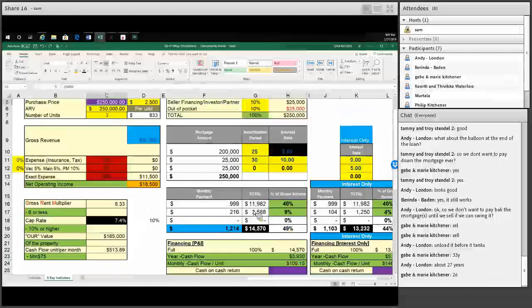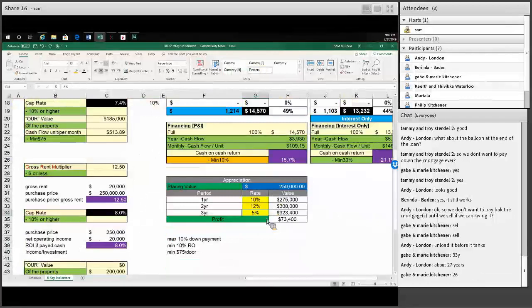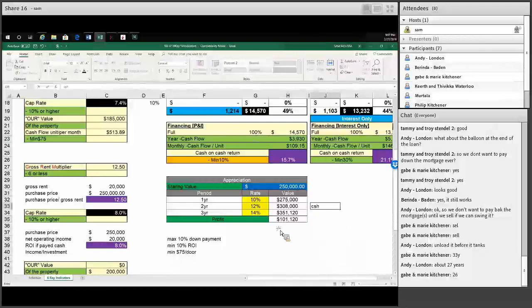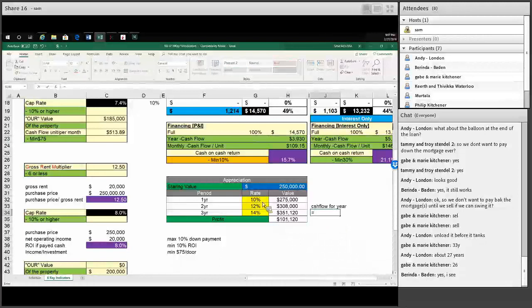So we said 14. How many years would it take me to get this $100,000 back in cash flow? Well, my yearly cash flow is $3,930. Everybody see that? So cash flow for the year equals this. Now, how many years would it take me to get that in cash flow? Because that's what I'm giving up.